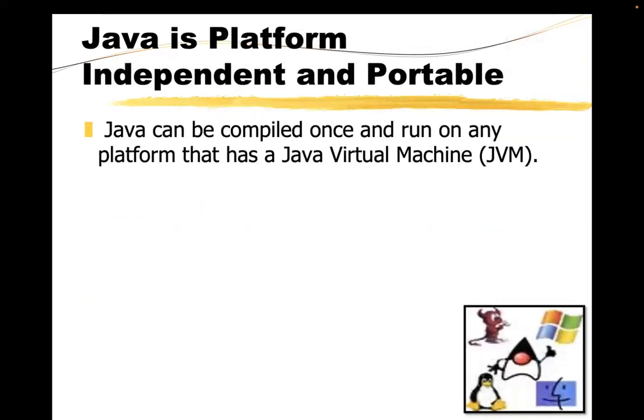As I said, Java is platform independent and portable because Java code can be compiled once and run on any platform which has the Java virtual machine installed. Therefore, you can say write once, run anywhere. You have to write only once, compile once, and then you can run it any number of times on any PC wherever you have the Java virtual machine installed. Therefore, remember: write once, run anywhere.